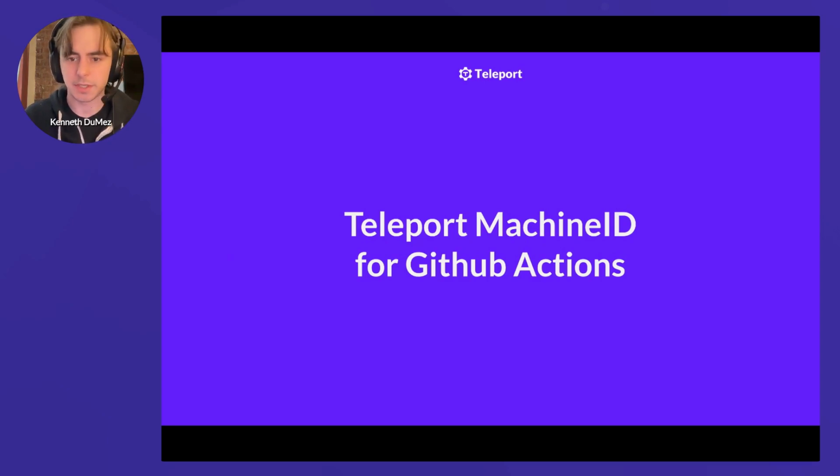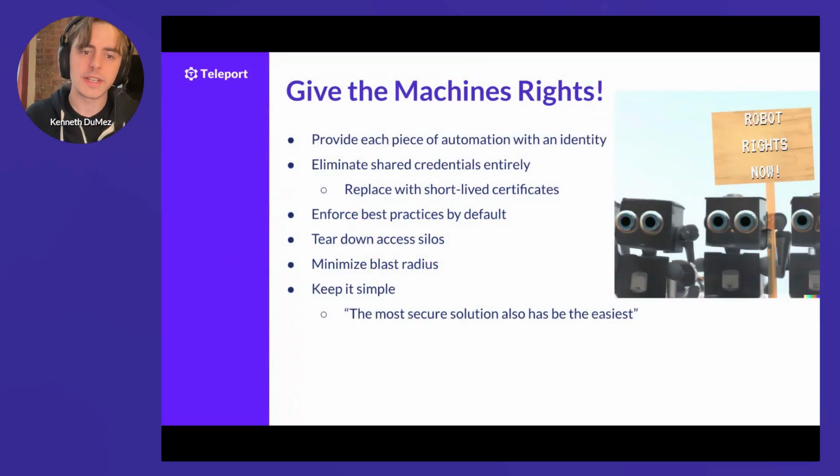So here's kind of what that means. The idea is that you give your machines rights. You give an identity to all your microservices, your CI/CD automation, and service accounts, in the form of a short-lived X509 certificate. Think about this cert as almost like a driver's license for a piece of automation, with Teleport acting as the DMV, kind of issuing these certificates.